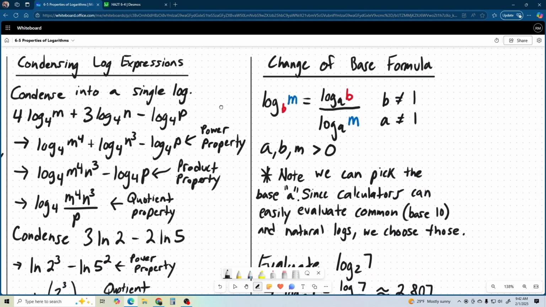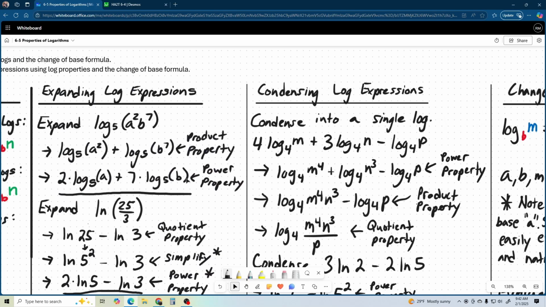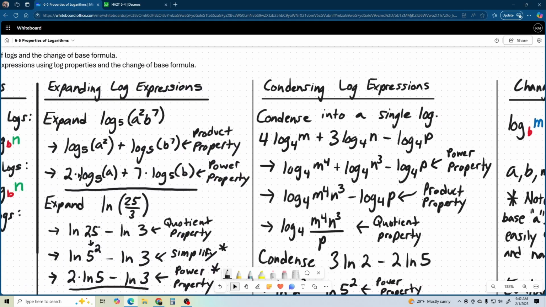All right, so condensing log expressions. Before, what we were doing was taking a single log and making it into all of this. We were taking everything and expanding it as much as possible. Now we're going to try to take all of this and push it back into one log. We want to say log of something, and that's the answer, okay?